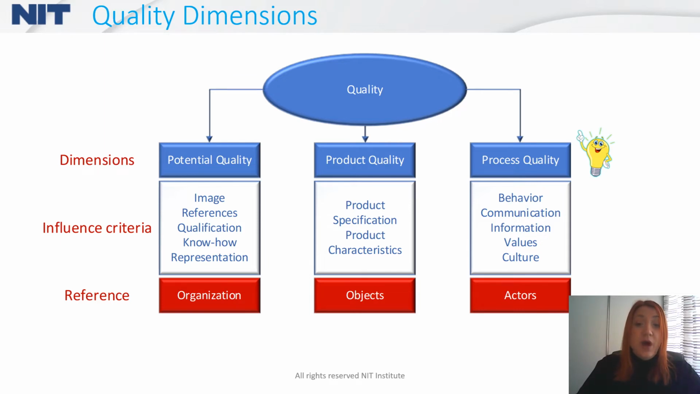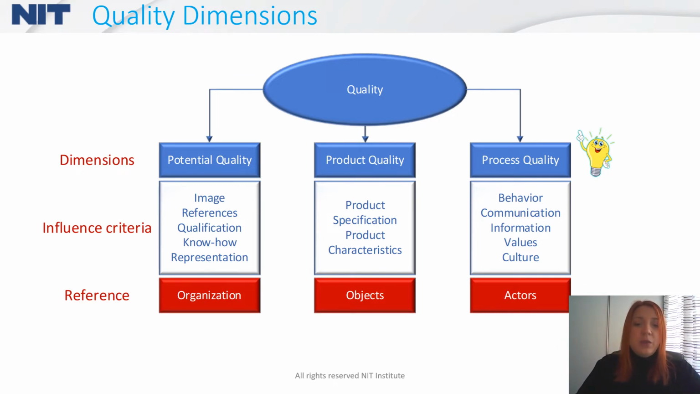Then there is product quality, influencing product specification and characteristics, and it is oriented to the object. Product quality relies on the usage of already built competencies, knowledge, and infrastructure. It is basically the only quality which could be seen by our customer.